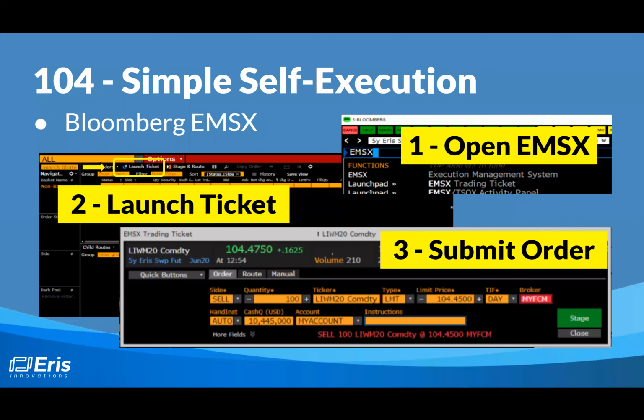You'll find this is pretty similar to what your broker would have done on your behalf. And similarly, as your order is executed, your trade fills automatically clear and settle in your brokerage account. You're now short 100 LIW M20 at 104.45. And as we learned in section 103, this implies that you're paying fixed at a rate of 0.36% and receiving LIBOR. All cash flows of the swap will settle through the Eris price in your brokerage account.